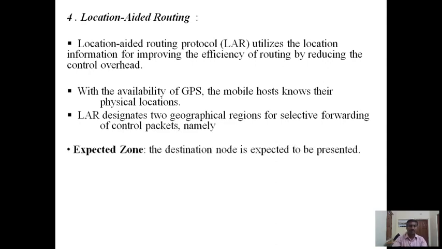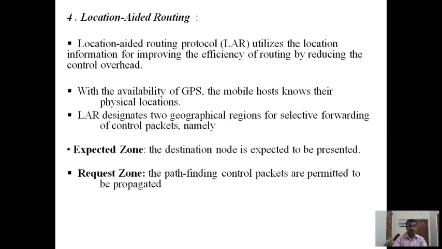The first one is the expected zone, where the destination node is expected to be present. That is the first geographical region, which is on the destination side. The second one is the request zone, where the path finding control packets are permitted to be propagated. So the first one is the expected zone and the second one is the request zone.